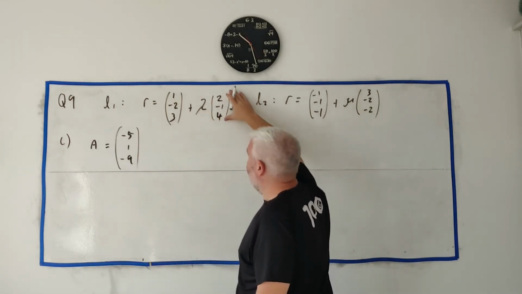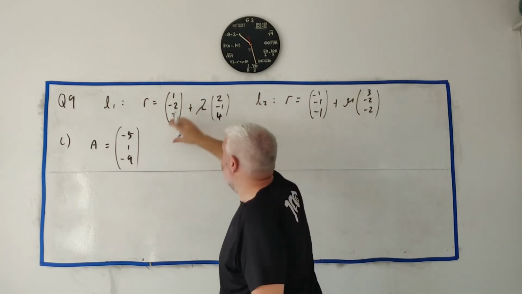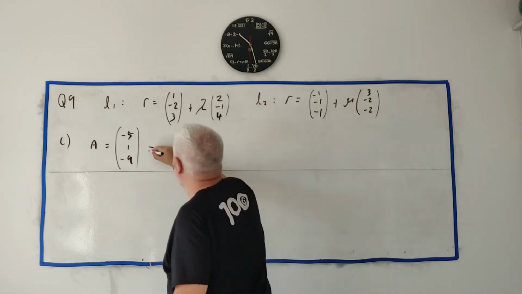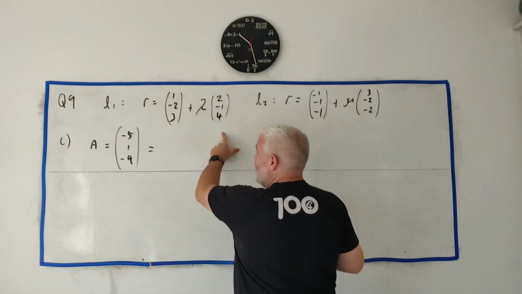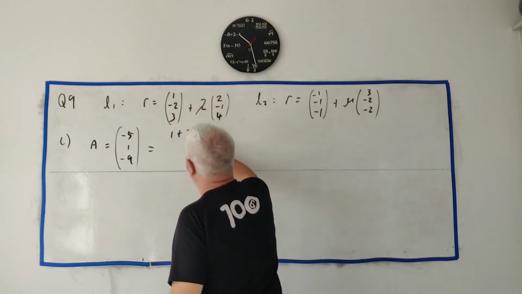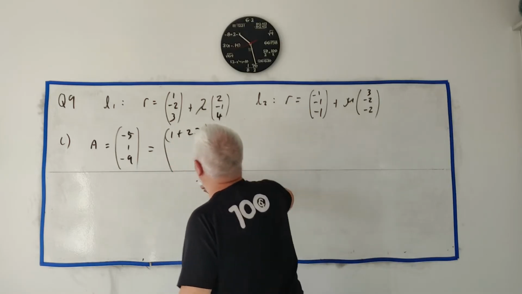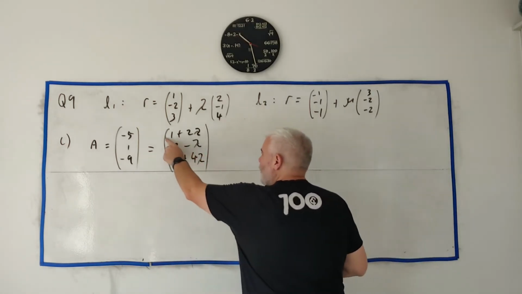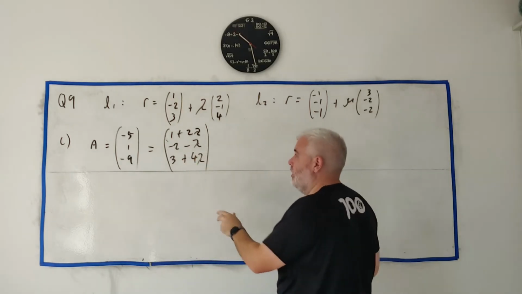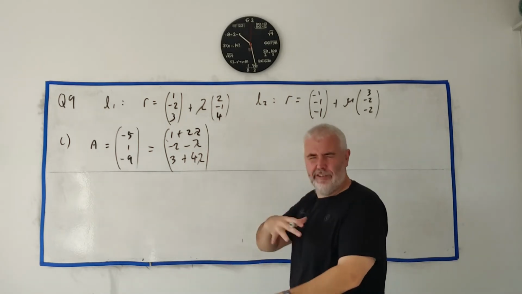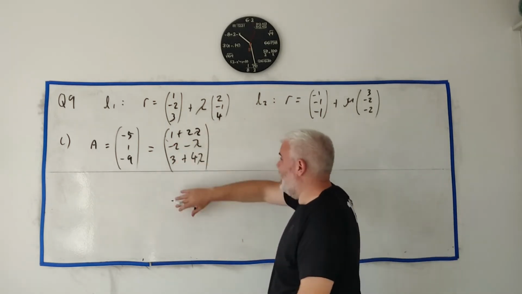If this lies on this, then this is a solution of this with a certain lambda. Okay, hopefully this will make it clear. This equals this is what I'm going to try and do. And remember, just like we did before, this will be 1 plus 2 lambda, oh sorry, one big bracket, 1 plus 2 lambda, minus 2 minus lambda, 3 plus 4 lambda. If A is on this, I will get the same lambda no matter what line I use. Actually, very similar to the previous question. Just pick any line you want and solve it.